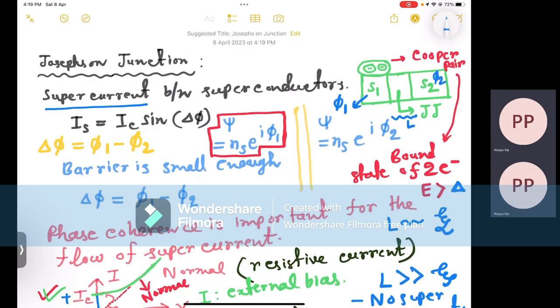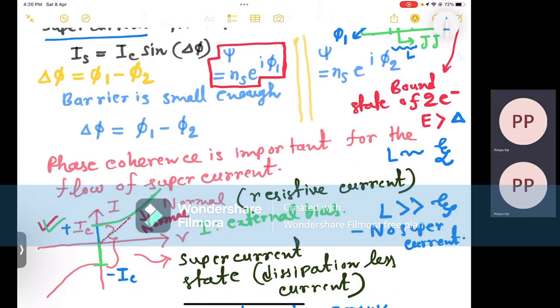What happens basically is that not a single electron is doing this. According to BCS theory, a Cooper pair is formed. A Cooper pair is basically a bound state of two electrons, so this can flow as a Cooper pair, and we get a supercurrent. Here the phase coherence is very important for the flow of supercurrent.